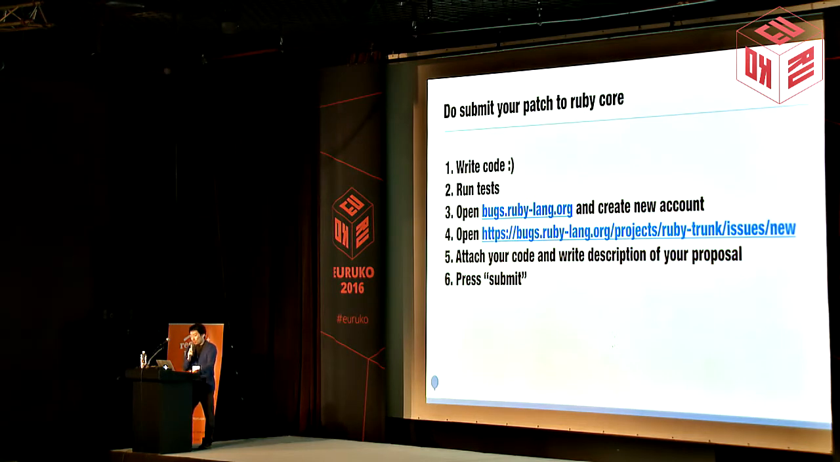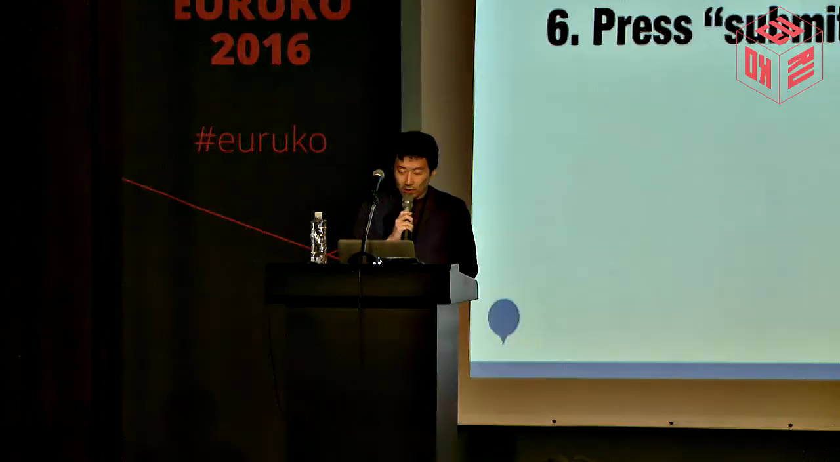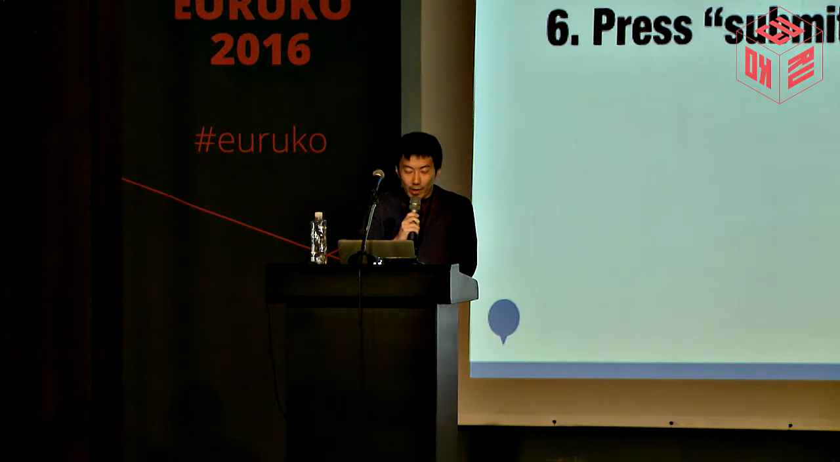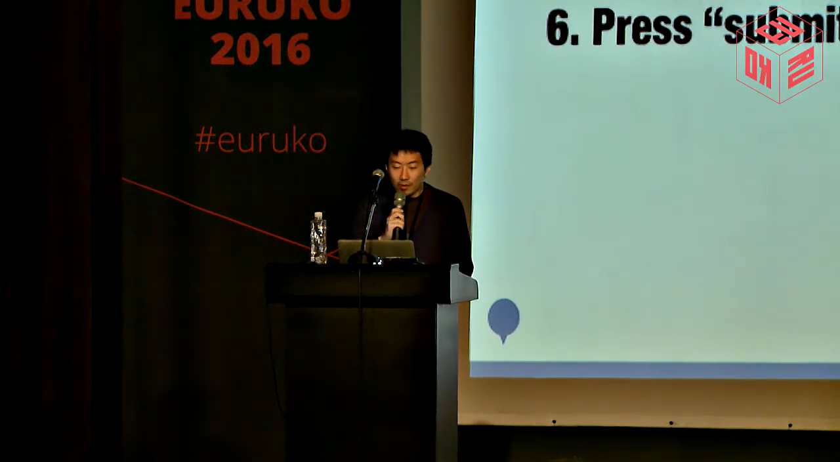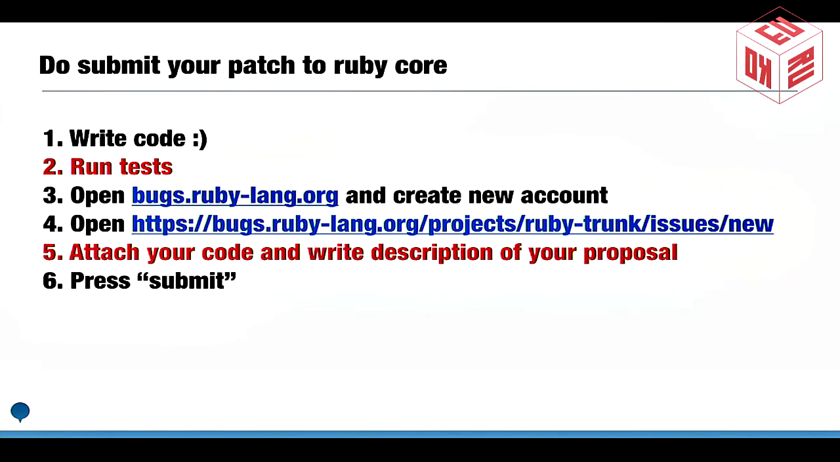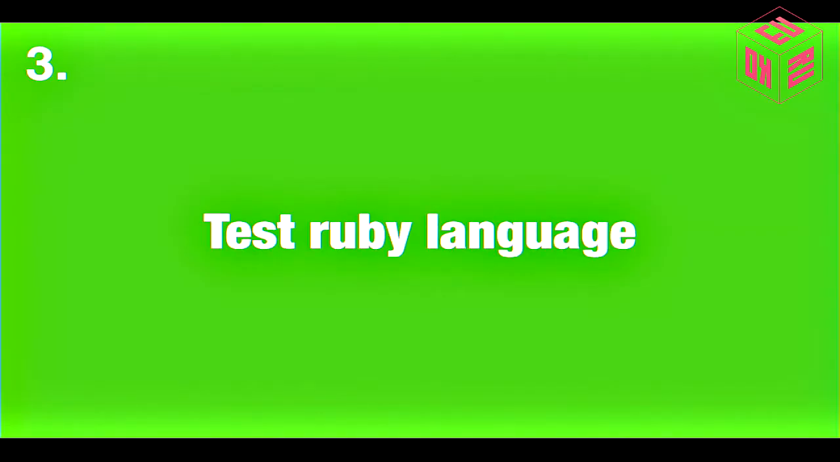First, write code. It is the most important things. Next one is a test, run a test and test passes. And next one is please create your Track account and submit your patch into the Redmine. Okay, and press submit, it is all done. So I give details for a test and proposal writing. How to test Ruby languages?